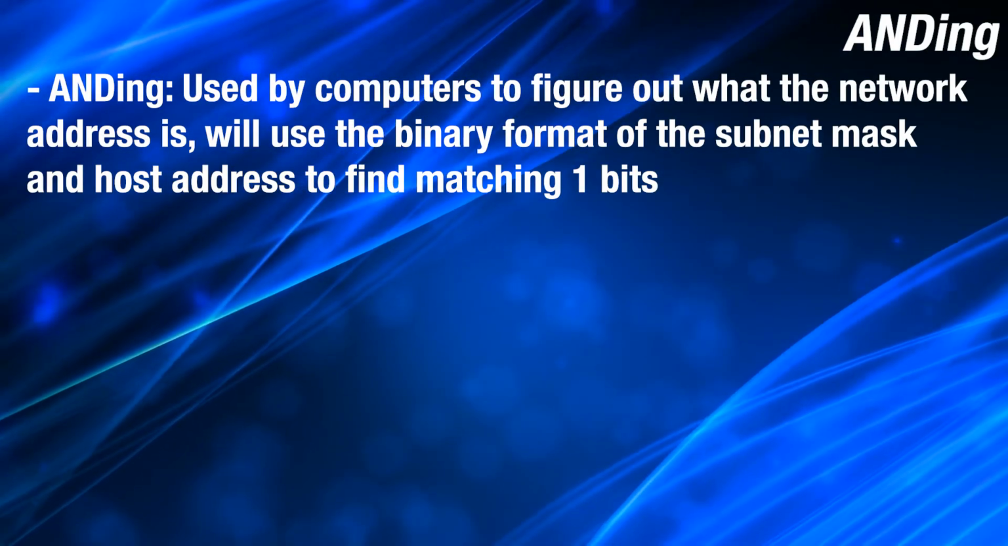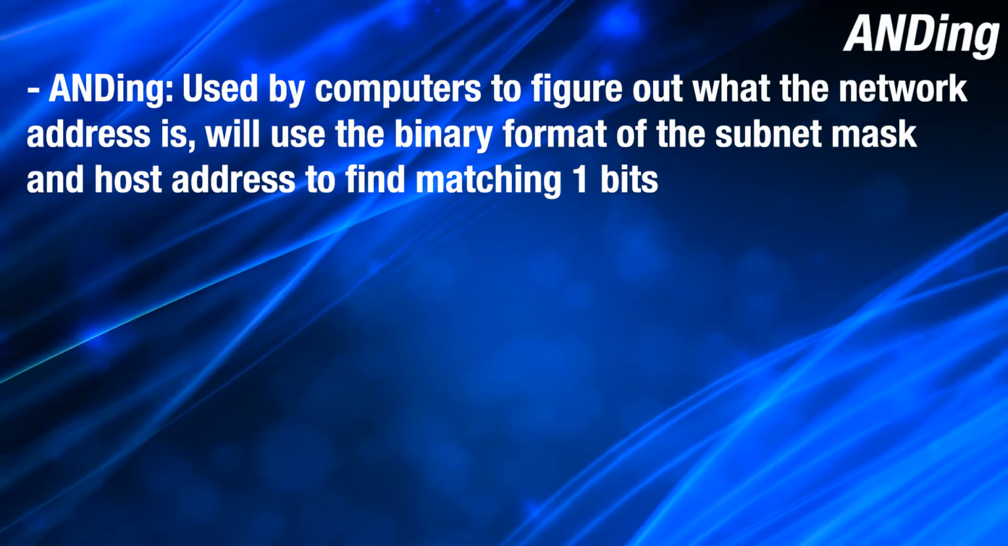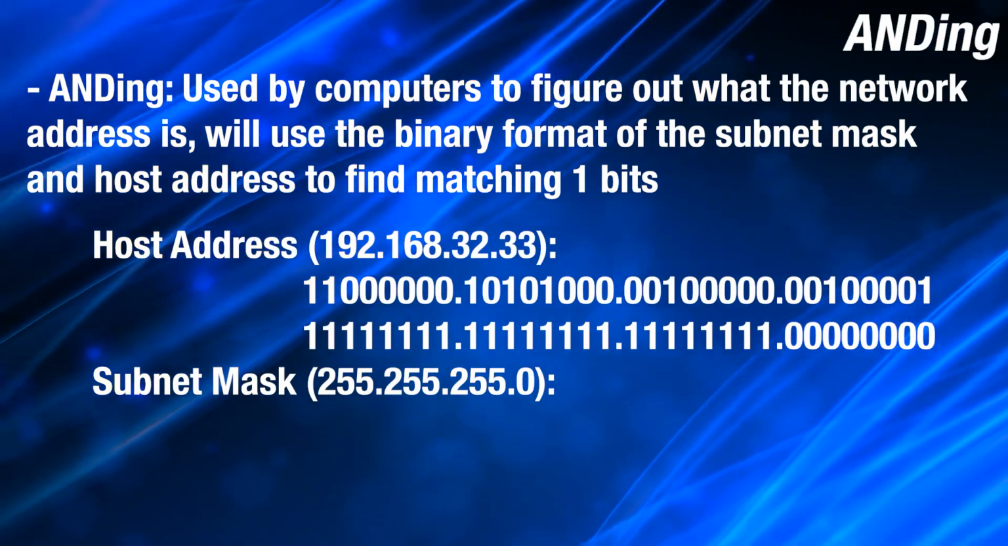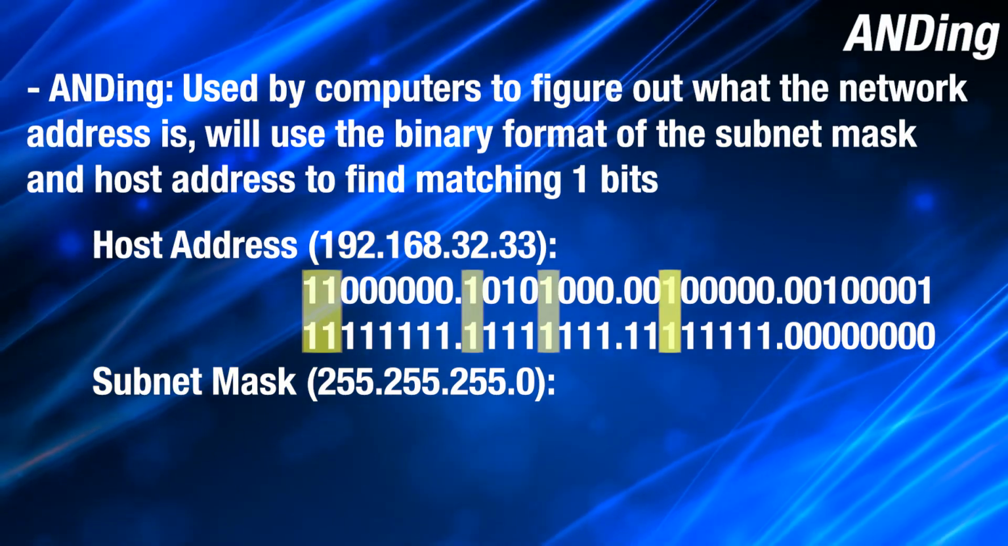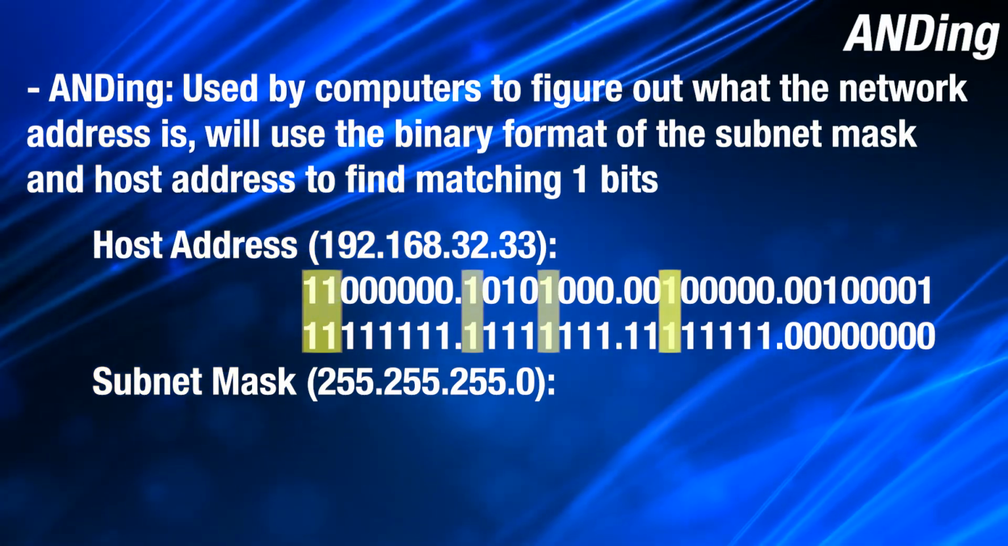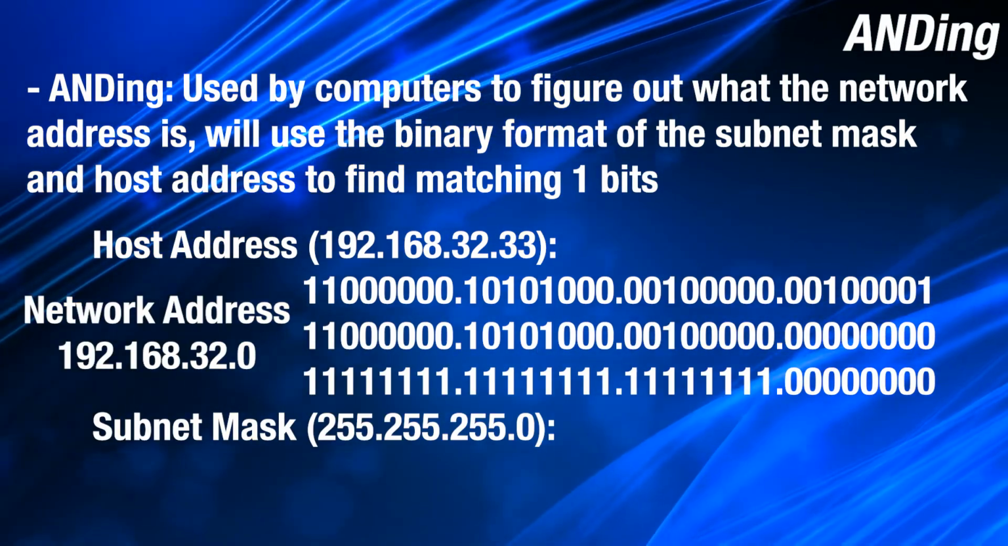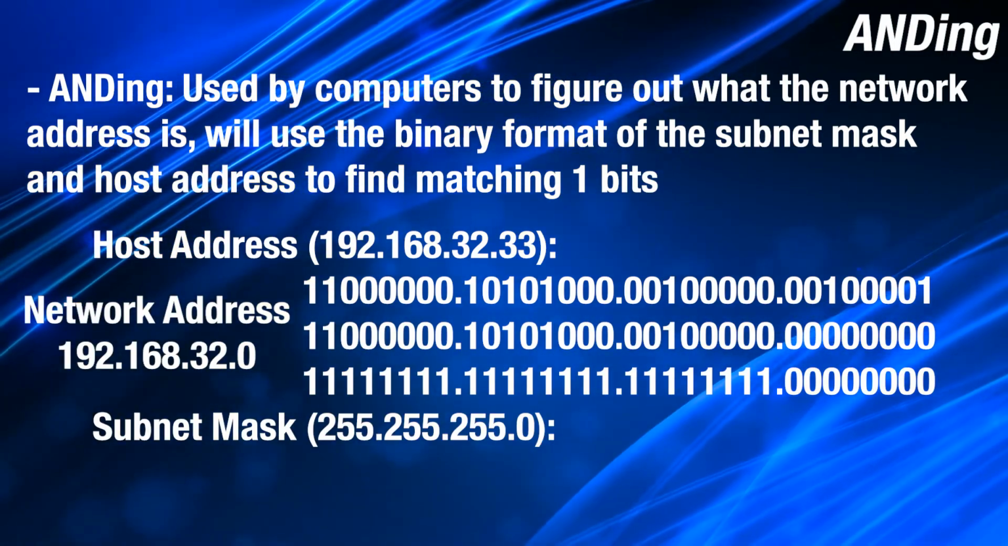ANDing is a binary operation to figure out what the network address is. To do this, you will need to compare the binary form of your host address and the subnet mask. What you are comparing are the matching bits between the host address and the subnet mask. All of the matching bits will be the network address. You can use this when attempting to find the network address for a certain host.